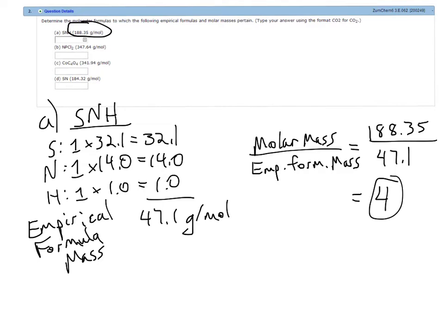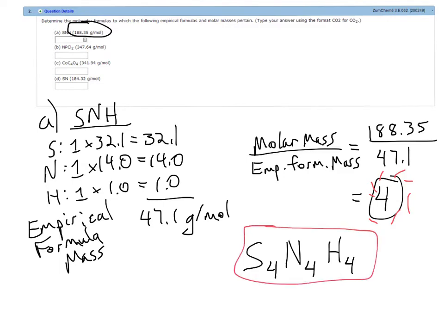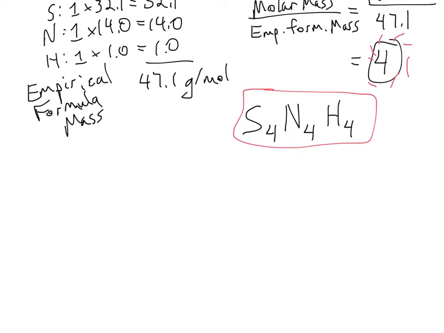which means in the actual molecule that contains S, N, and H in a 1:1:1 ratio, there are actually 4 times as many atoms as are listed in the empirical formula. So take the subscripts within the empirical formula and multiply them by this whole number ratio that we came up with. That whole number 4, we multiply the subscripts in the empirical formula by to arrive at the molecular formula. Let's continue on to the next one, and I think you'll get the hang of this.